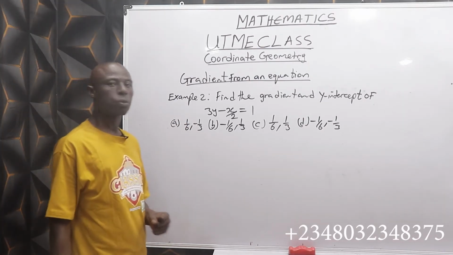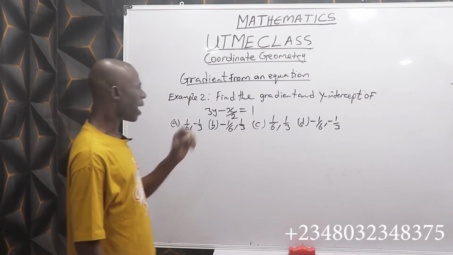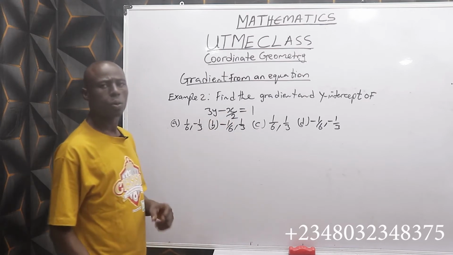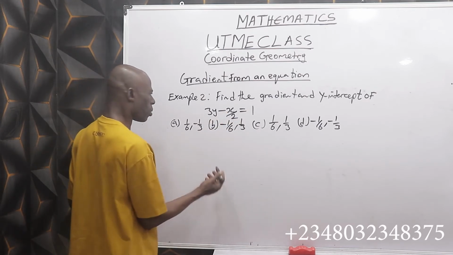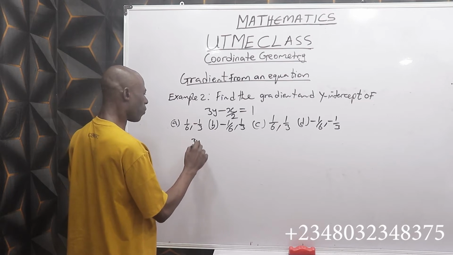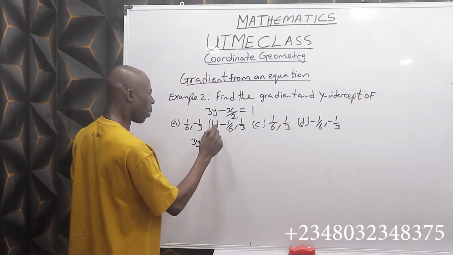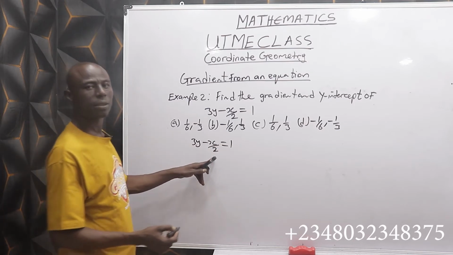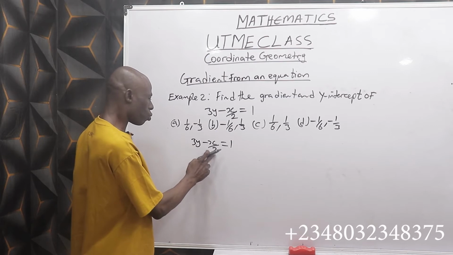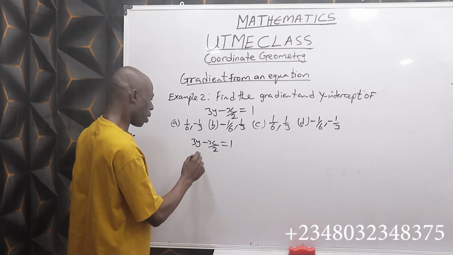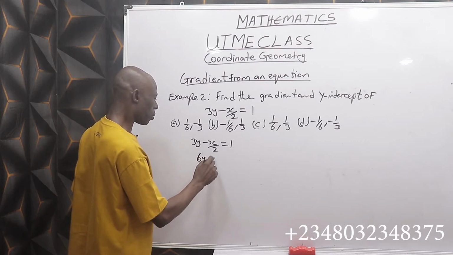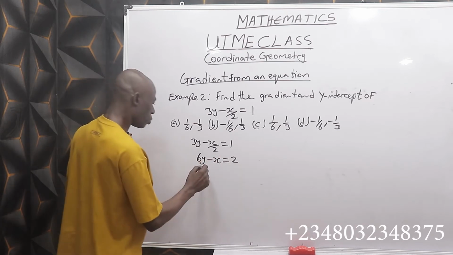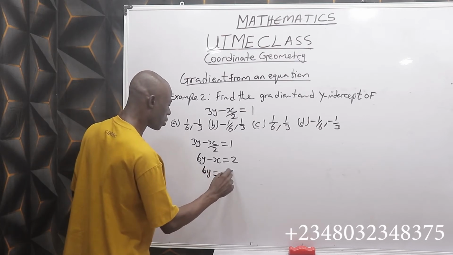Let's consider example 2. Find the gradient and y-intercept of 3y minus x over 2 equals 1. The same thing has to be done. We just find a way of making our y subject of the formula. In that, let's clear this fraction by using 2 to multiply each term. So we have 6y minus x equals 2. So we have 6y equals x plus 2.